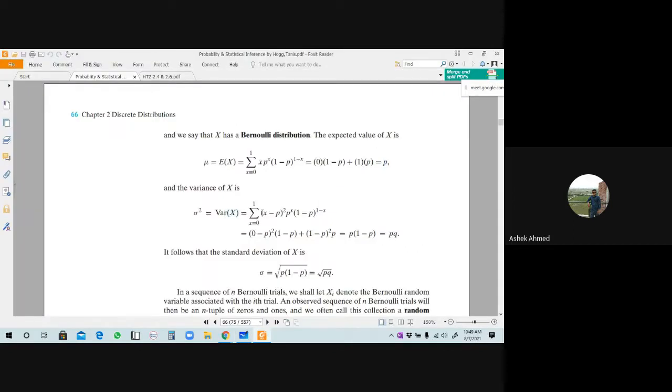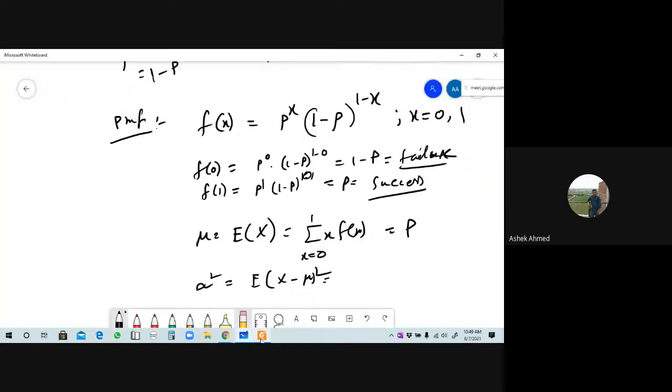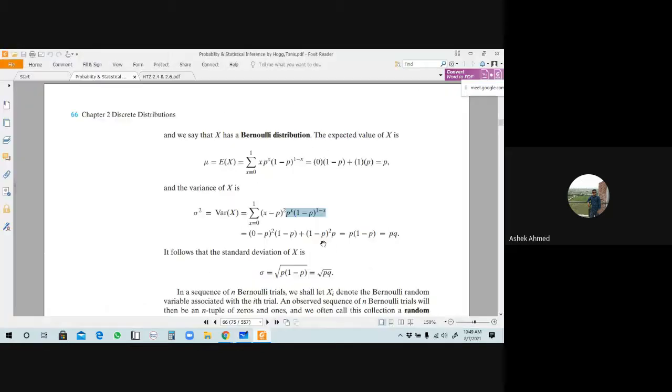Values of x, that is (x minus mu) whole square. Mu means here p, and this is the PMF, the probability mass function. So we know the summation of (x minus mu) whole square times f of x, where the values of x are 0 and 1. Then you will get this result here: p and q, pq. This is the variance of the Bernoulli distribution.